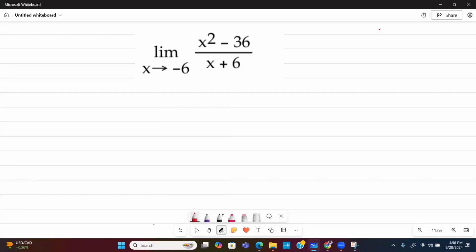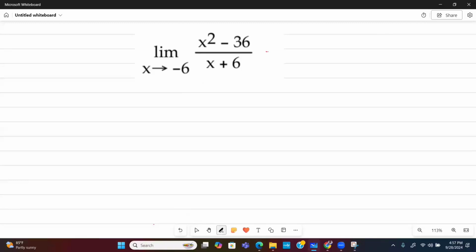All right, let us take the limit of (x² − 36)/(x + 6) as x tends to negative 6. The first move that you'd want to do most times when you're taking limits is just to evaluate. So you would put negative 6 here. But if we put negative 6 here, negative 6 plus 6 is going to give us a 0, and a 0 at our denominator is not good. So we can't do that. So we want to see if we could find other options.